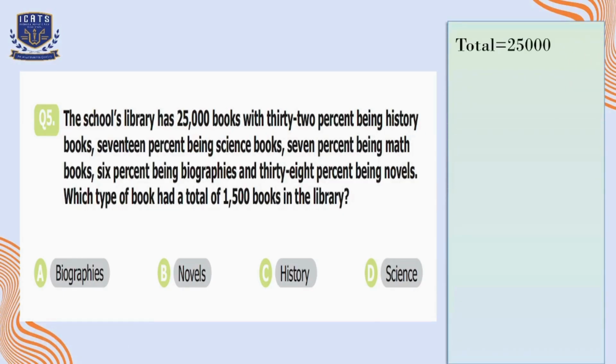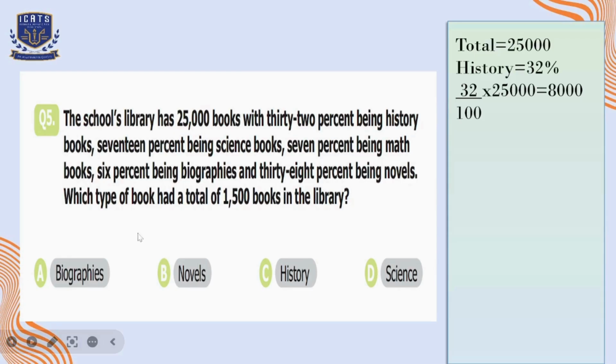So there are 25,000 books in total. 32% books are of history. So let's calculate 32% of 25,000 by applying the formula. That is 32 by 100 of 25,000. That is equal to 8,000. It means there are 8,000 history books in the library. Now, the next is 17% being science books.